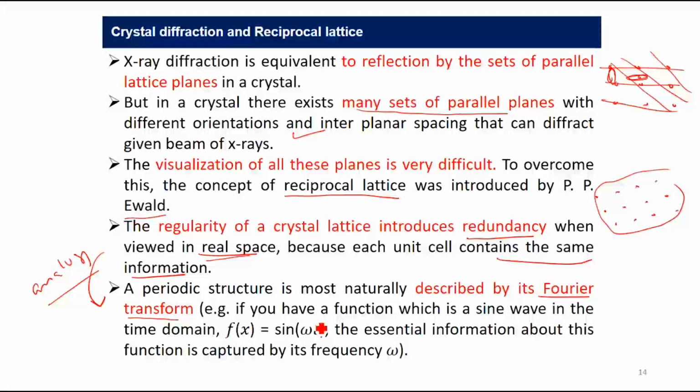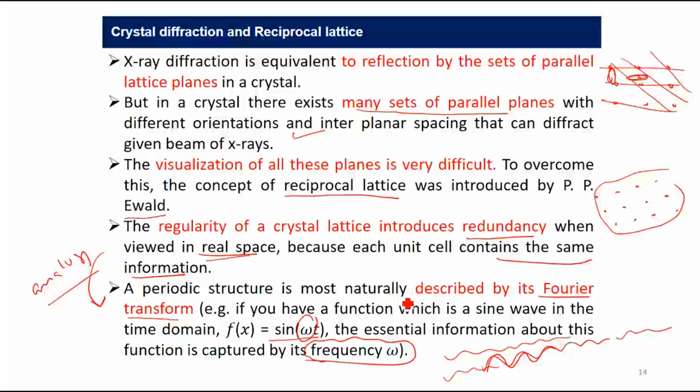So for example, if you have a function which is a sine wave in the time domain, f(x) equal to sine omega t, the essential information about this function is captured by its frequency. Because if I say f(x) equals sine omega t, that means this sine wave is present everywhere in space. So space-wise it is not very clear. So instead, the parameter we use is the frequency. What is the frequency of this wave?